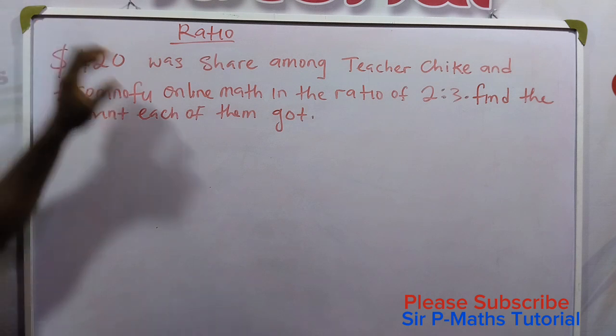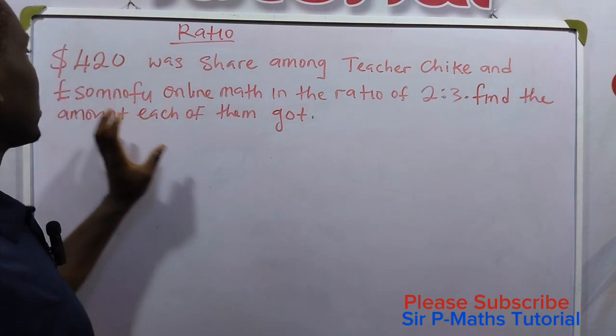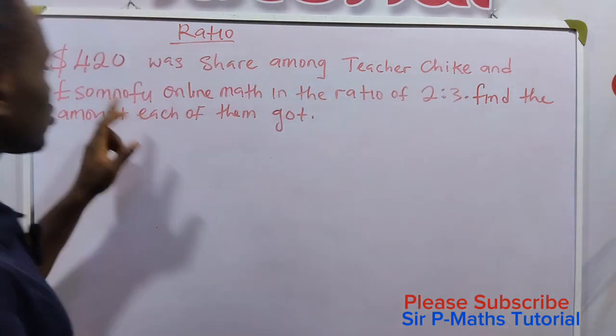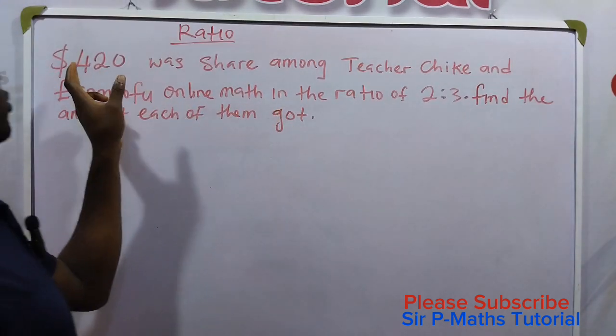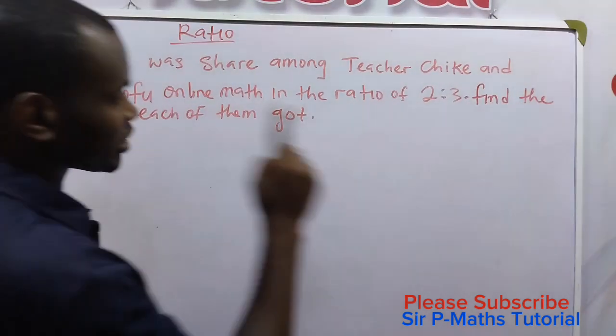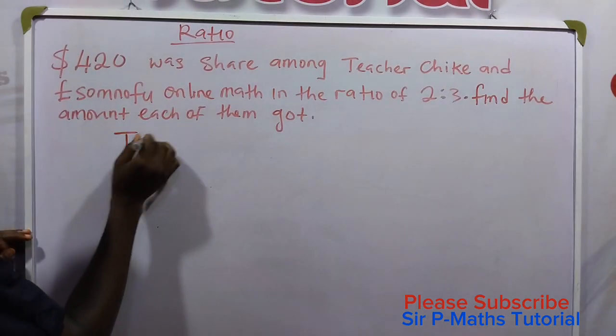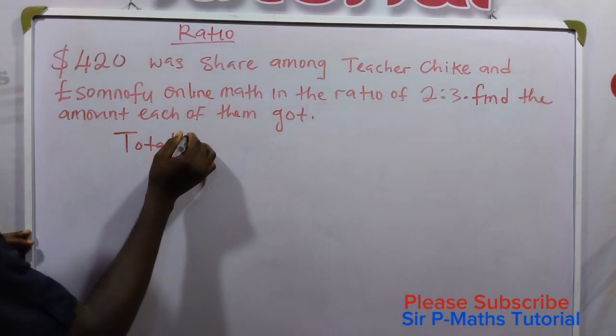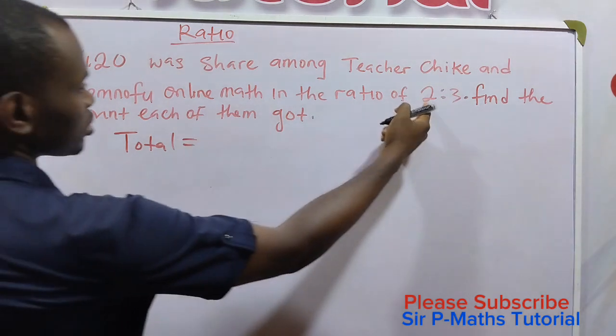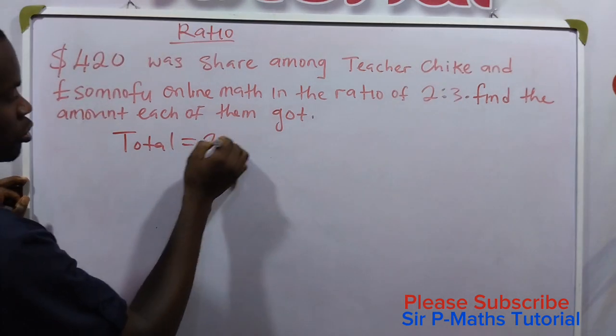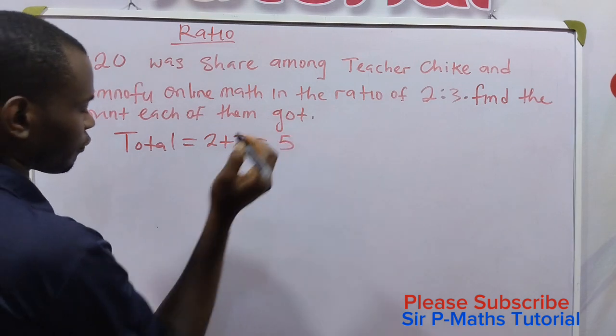So the first thing we have to do to get the amount that Teacher Chike and Esomnofo online math got from $420 that was shared in the ratio of 2:3 is to find the total ratio. That's the first thing to do. The total ratio is the sum of the two ratios. 2 plus 3, that will give us 5.